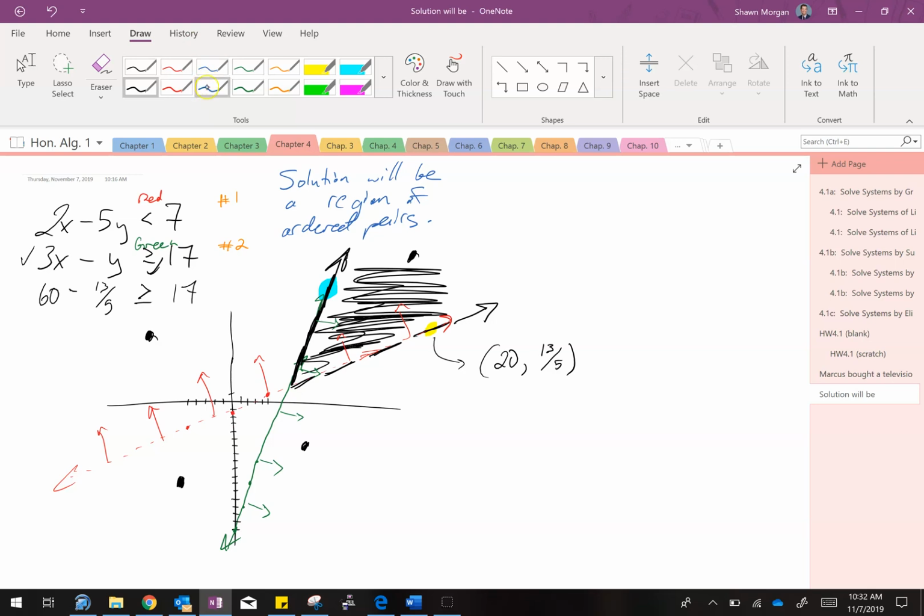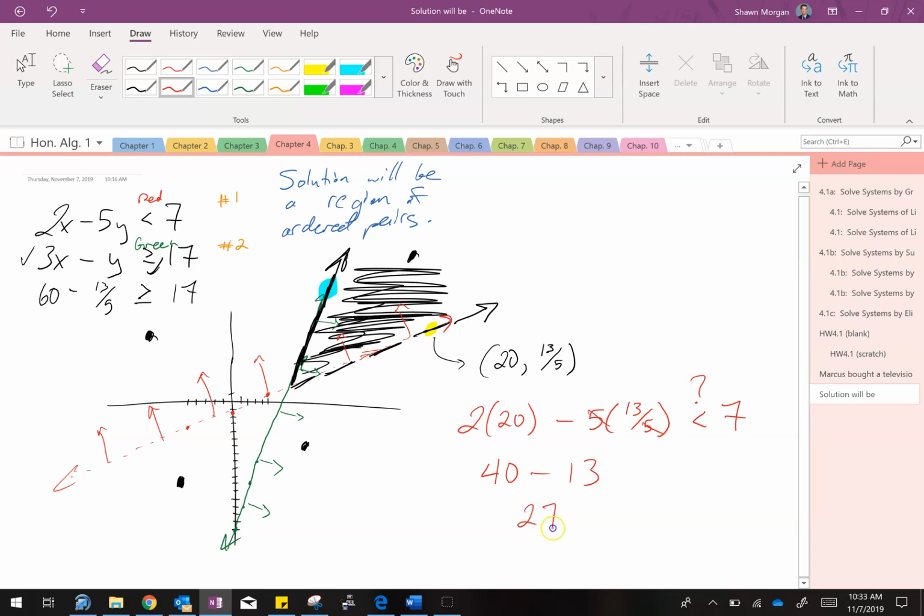But watch what happens when I plug it into the first equation, the red line, okay? 20 goes in for x, and 13/5 goes in for y, and we want to see, is that less than 7? All right, 2 times 20 is 40. Negative 5 times 13/5. Cancel the 5s before you multiply. Negative 13. And what is that? 27. Is that less than 7? No, it most definitely is not.